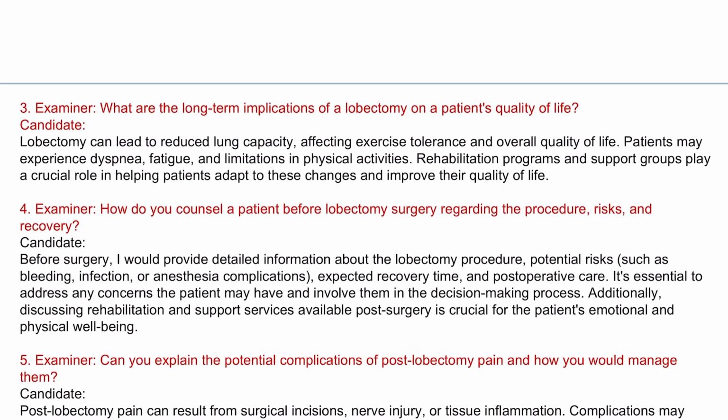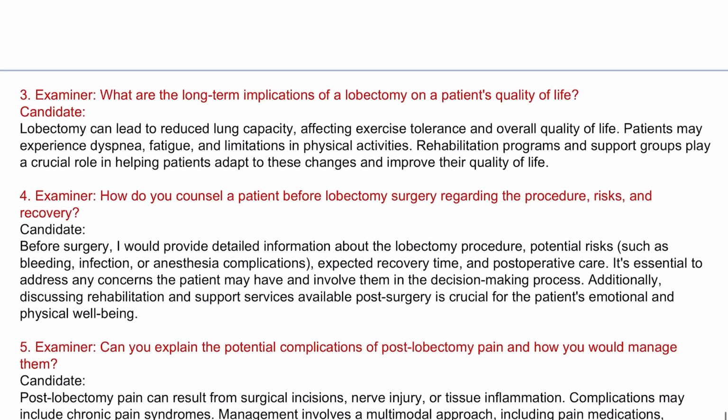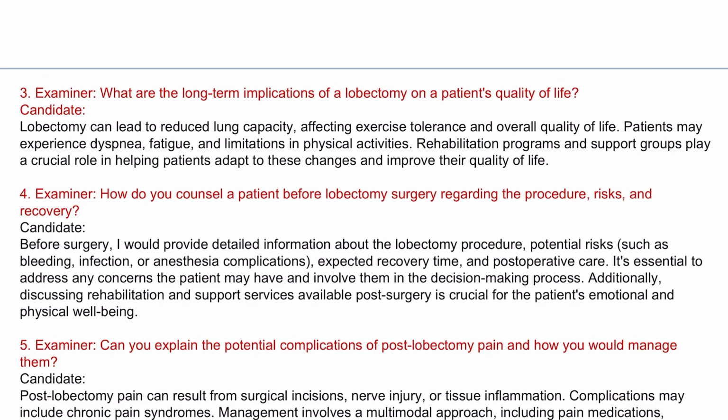What are the long-term implications of lobectomy on the patient's quality of life? So lobectomy actually leads to reduced lung capacity, affecting exercise tolerance and overall quality of life. Patients may experience dyspnea, fatigue, and limitation in physical activities. Rehabilitation programs and support groups play a critical role in helping patients adapt to these changes and improve their quality of life.